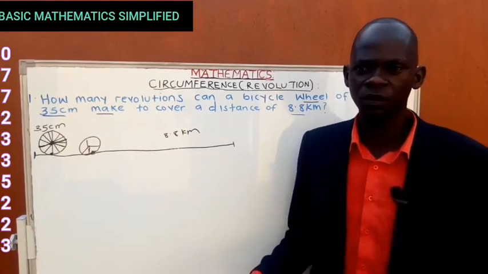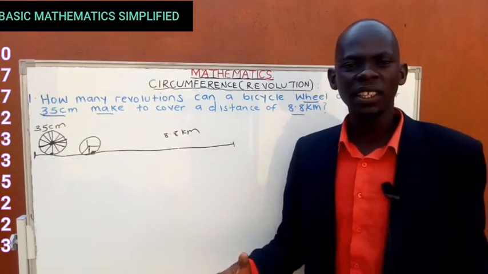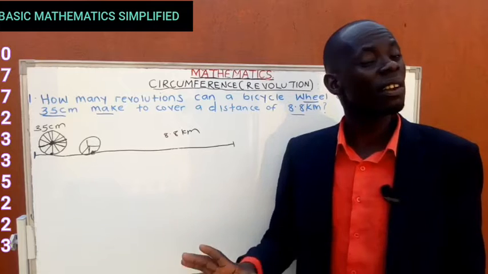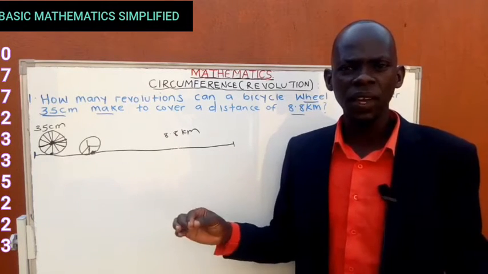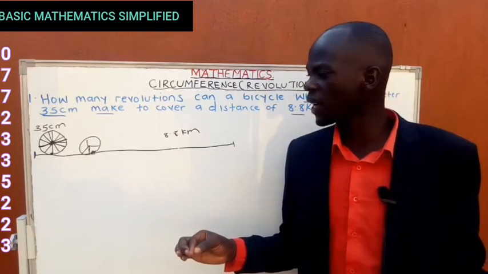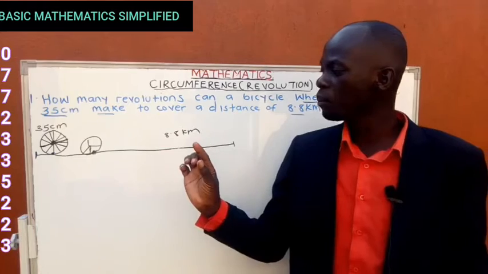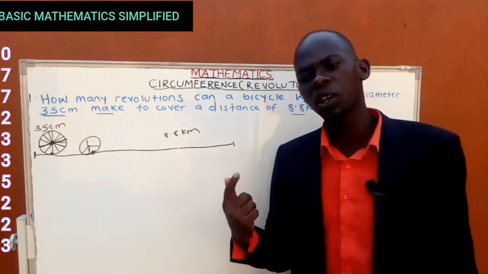I am begging that when we are teaching this to our learners as teachers, make them come out and do it practically. The distance may not be 8.8 kilometers because it's too far. You can make it a short one. 100 meters is fine, even 50 meters, as long as you can measure the diameter or the circumference or the radius of that wheel. Then you tie some thread or put a mark so that the children can observe as you roll the tire.